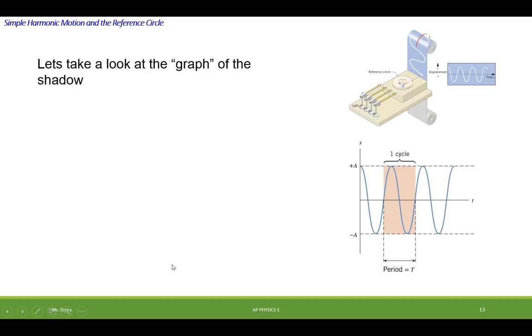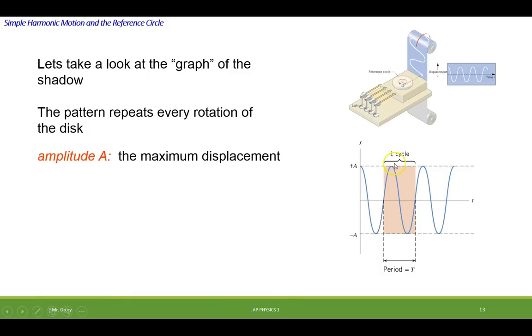Let's look at the graph of that shadow. The pattern repeats once every revolution of the disk. So it's going to go from some maximum value when it was on this side of the disk to a minimum value and then back up to a maximum value as it goes around the disk. So the shadow will do the same thing. The maximum value it displaces in each direction is called the amplitude. So you have a positive A or a negative A, it would be maximum. The time required to make one complete cycle is called the period.